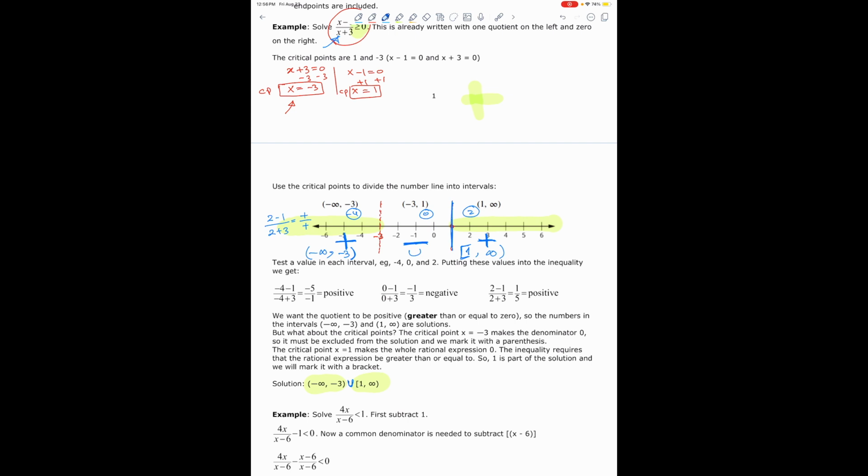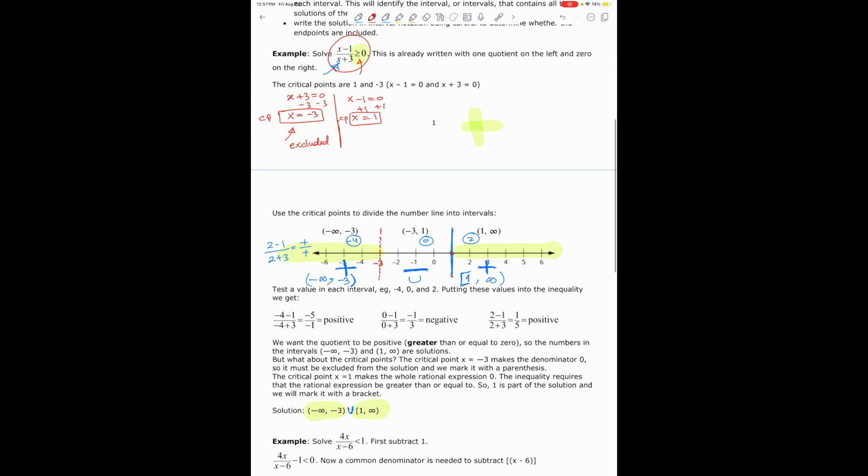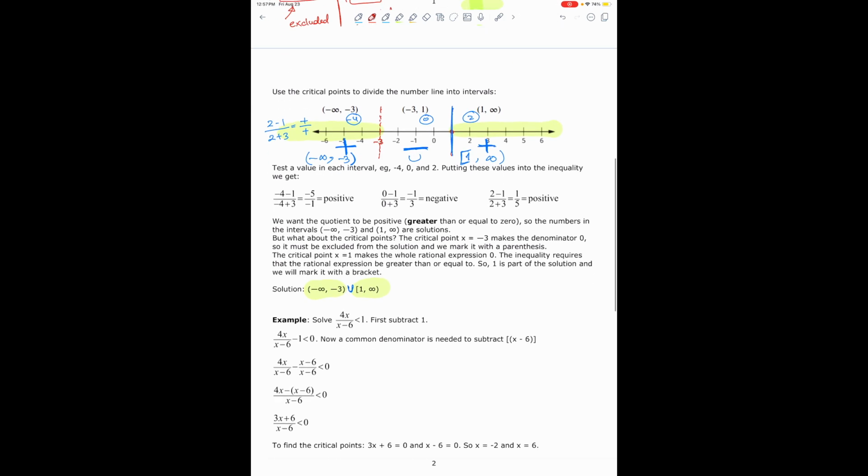So hopefully the steps now made sense. Again, a few points. Any critical point that comes from the denominator is always excluded. Anything that comes from the numerator depends on the sign. If it has an equal sign, it is included. If it doesn't, then it is excluded. In this case, it is included, and you can tell because there is an equal sign. But the denominator is always excluded because the point that comes from the denominator makes the expression undefined. So we cannot use that for a solution.